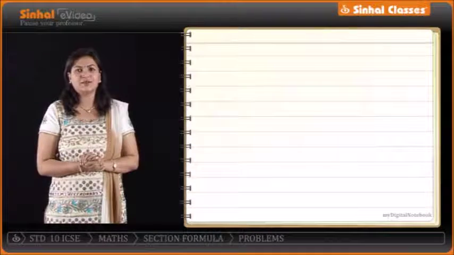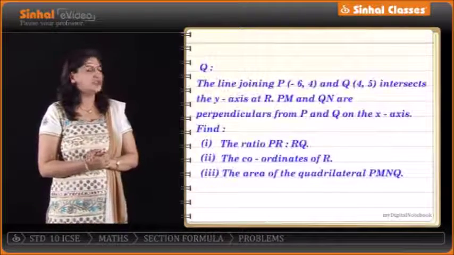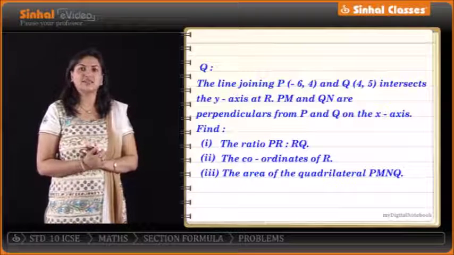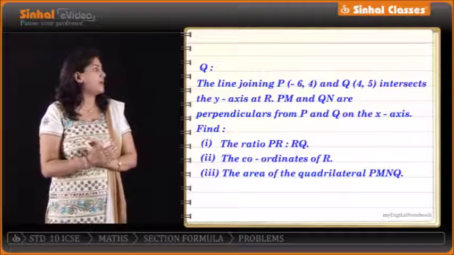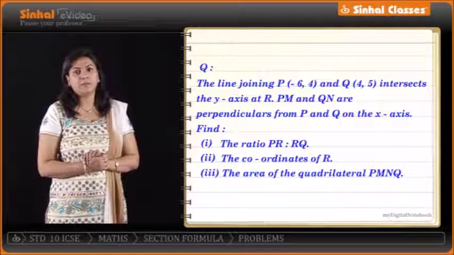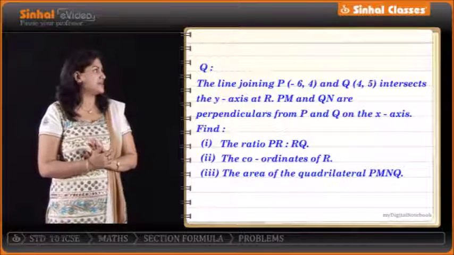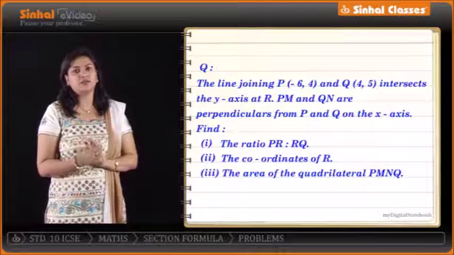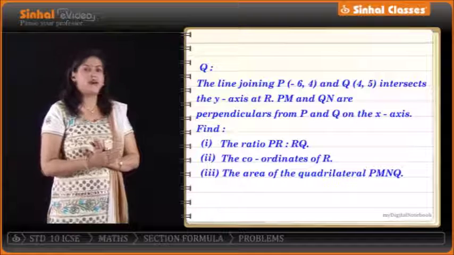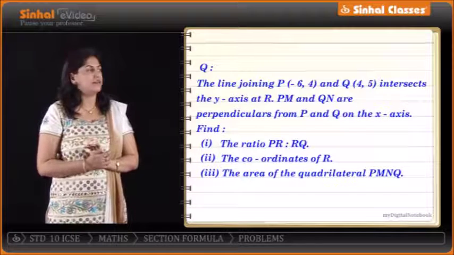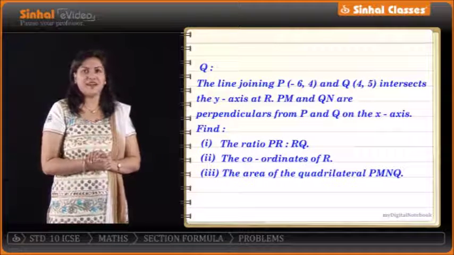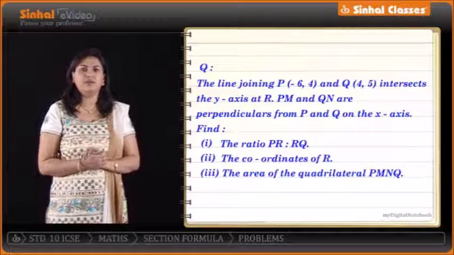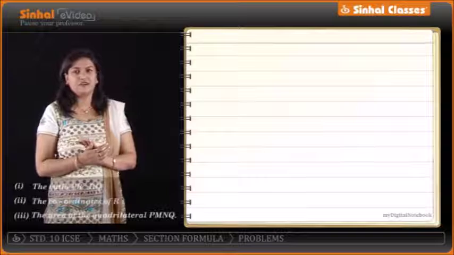Now we have the next problem: the line joining P and Q intersects the y-axis at R. PM and QN are perpendiculars drawn to the x-axis. Find the ratio PR is to RQ. Also find the coordinates of R, and we are also asked to find the area of the quadrilateral PMNQ.